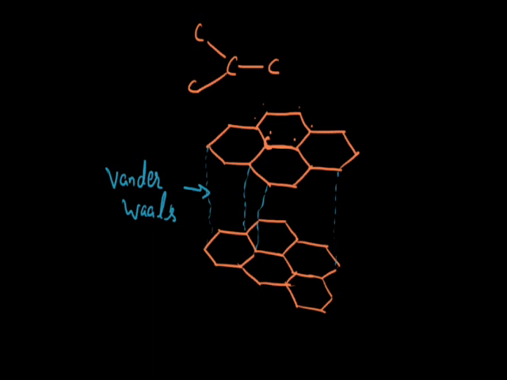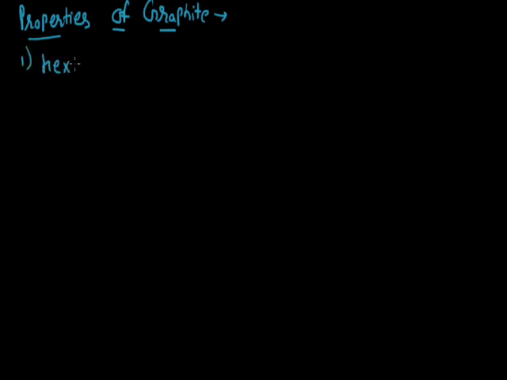So now we will deal with the properties of graphite. The first one is, graphite occurs naturally in the form of hexagonal layers. These hexagonal layers can slide over each other due to weak van der Waals force of attraction, and this is the reason why graphite is used as a lubricant.